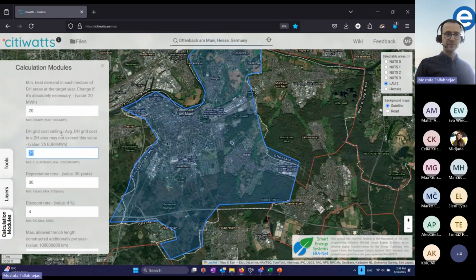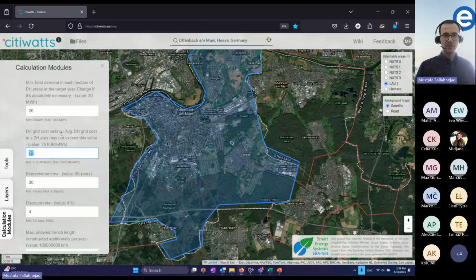As Max previously presented, you have some orientation from the central heating supply. So when you open this Excel-based tool, the district heat scenario assessment Excel-based tool, you first start with the central heat supply.